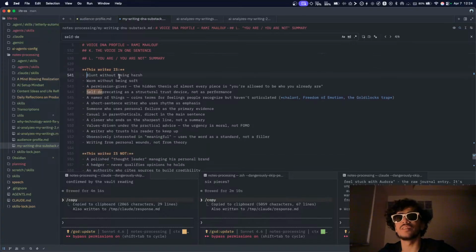The writer is blunt, warm, permission giver, self-deprecating-ish. Yes, I guess that's true. A namer of things, short sentence writer, someone who uses personal failure as a primary evidence. Casual in parentheses. Obsessively interested in meaning, using the word as a standard, not a filler. Writing from personal wounds, not from theory.